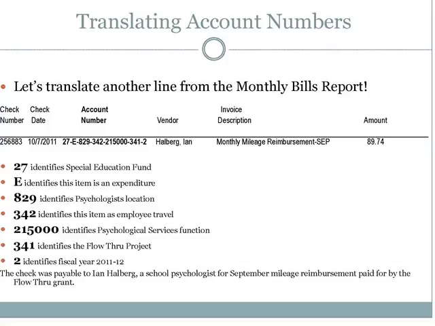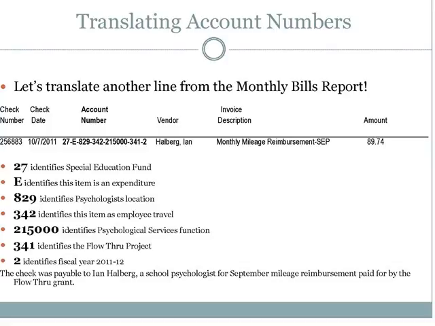342 is a statewide standard number indicating that this is employee travel. The function 215,000 is a statewide accepted use identifying psychological services. 341 is a project number identifying this as a flow-through project. And the 2 indicates that this occurs in fiscal year 2011-12.